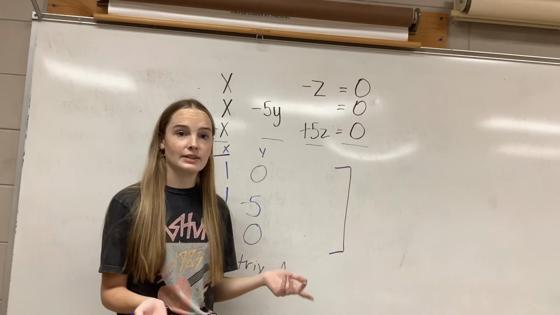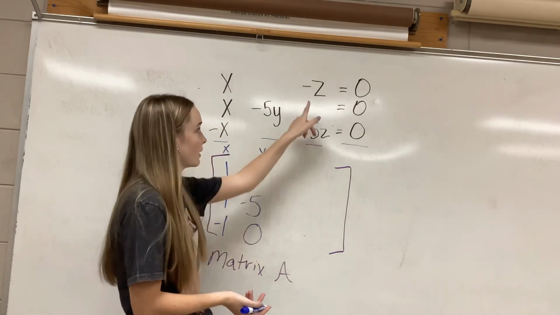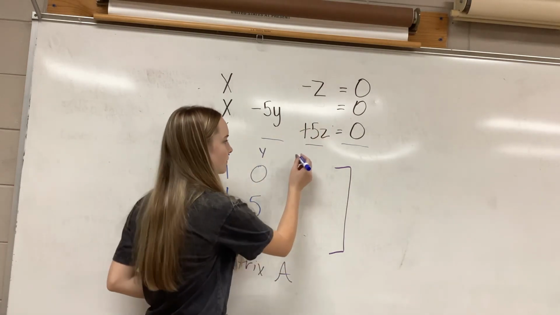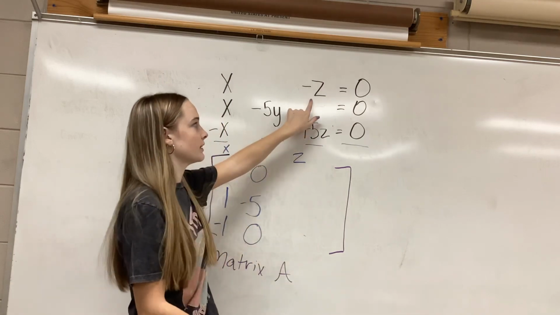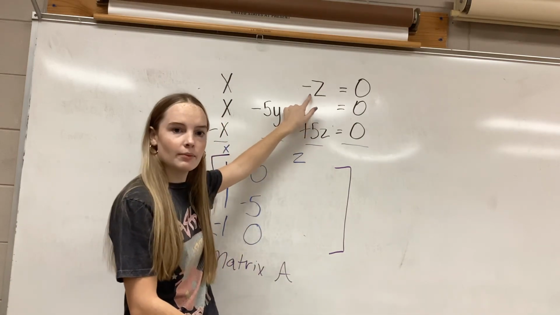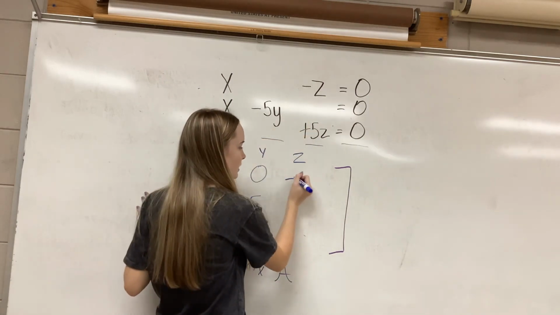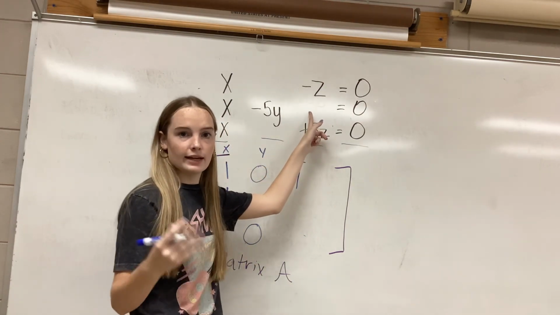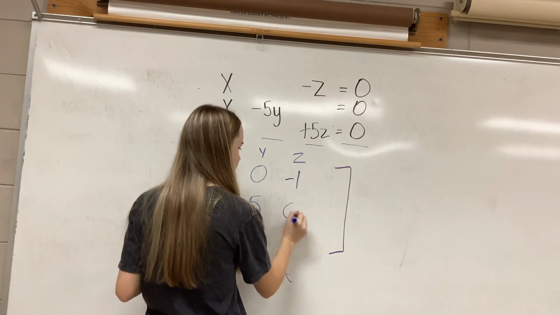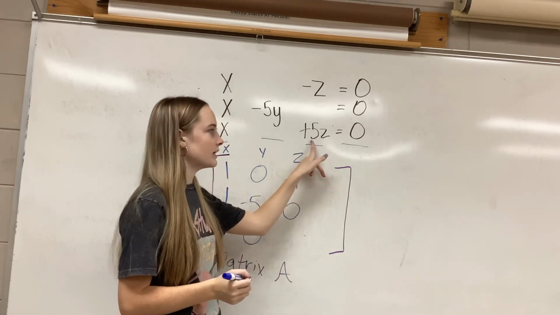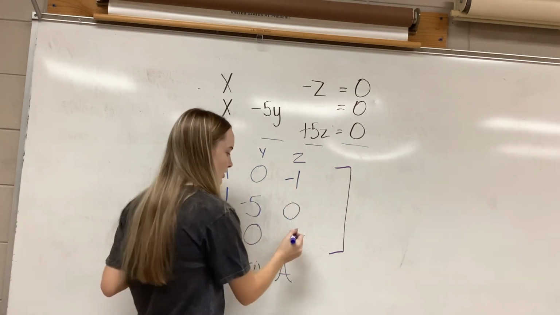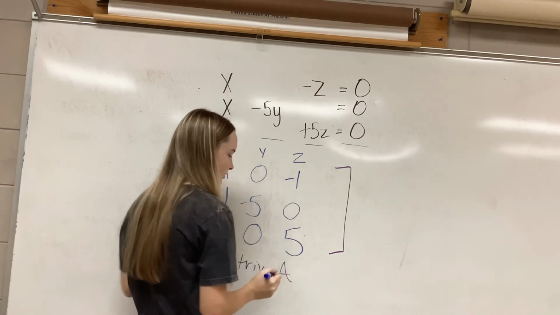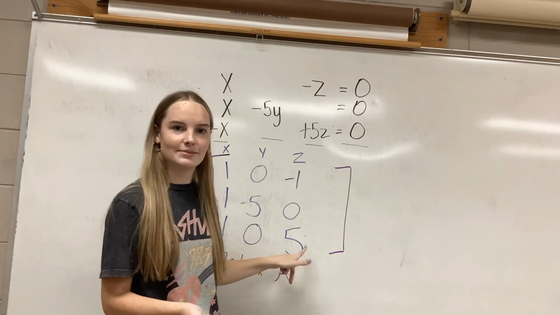Now, using the same exact things we did for these first two, we're going to move on to the z column. We see up here at this top one that there's an understood 1, but there's a negative in front of it, so this one's going to be -1. There's not even a variable here, so we know that that's an understood 0. And then right here, we see that there is a 5z. So we're just going to take that coefficient and put the 5 right there in our matrix.